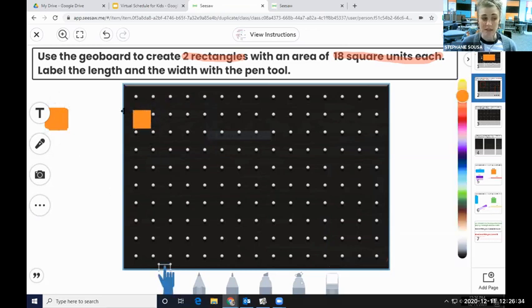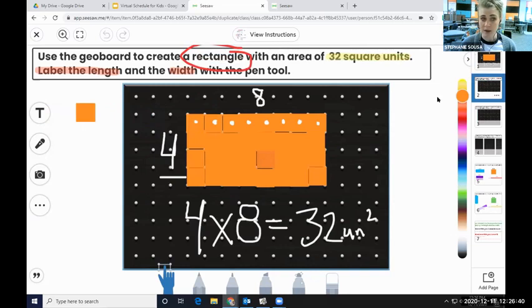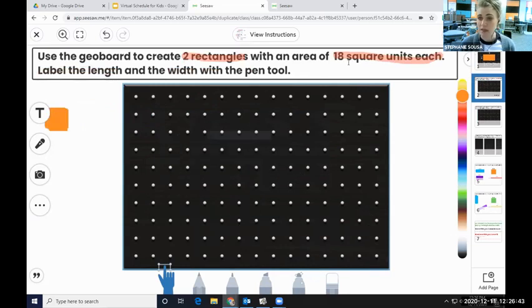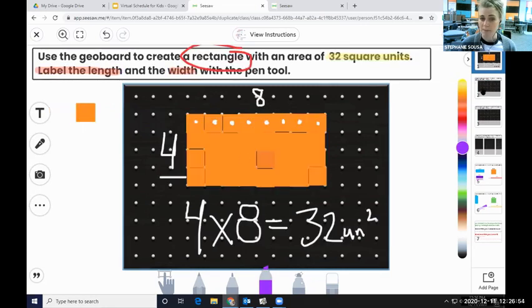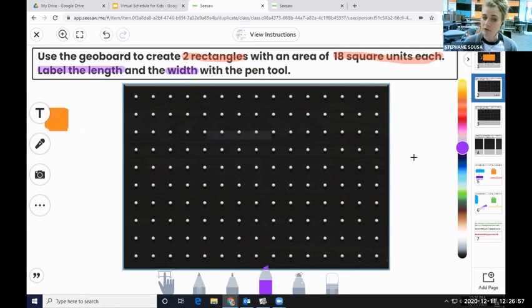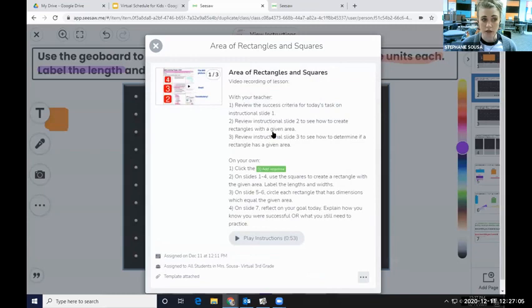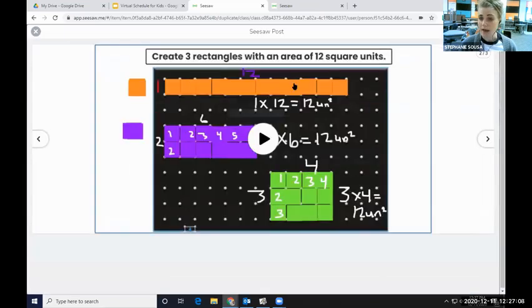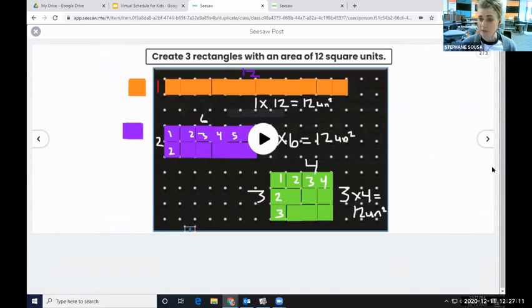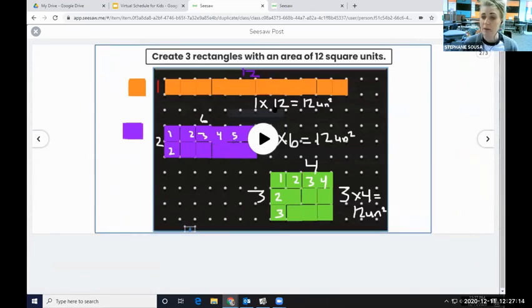What I might do is think about my factors first, just like we did together on this one. Think about what you can multiply by to get to 18. What numbers can you repeatedly add to get to 18? You are also going to label the length and the width, just like we did here, okay? When we get back, I'm going to have several of you share your screens so we can see all of the different possibilities of how to create rectangles. Because as we learned in this instructional video, there is more than one way to create a rectangle with a given area. So we're going to see how many different rectangles we can come up with.